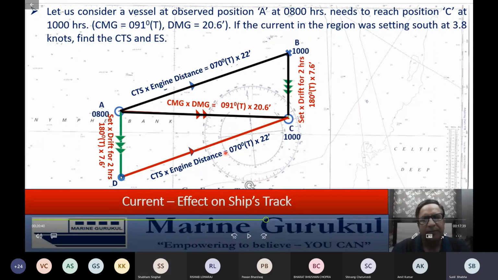Okay, sir. Sir, if the course made good is given, we will counteract the current, and if CTS is given, we will allow for it. Yes, that's right, beta. Very good. So if the course to steer is given to you, we will be allowing for the current, and if the course made good is given to you, we will be counteracting the current.